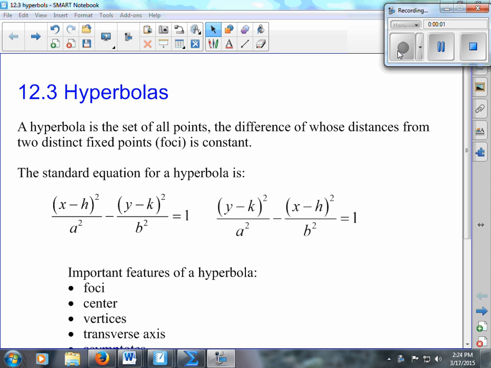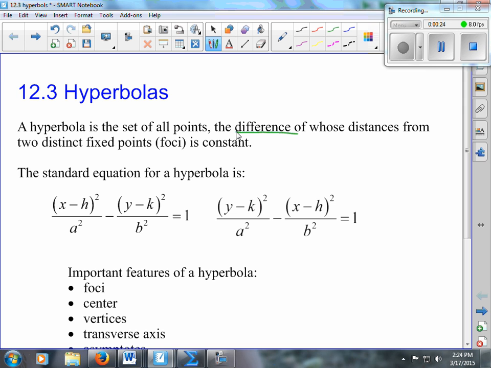Okay, so today we are learning about hyperbolas. This is our last conic section. All right, so a hyperbola is defined as the set of all points the difference of whose distances from two fixed points is constant. So it's like an ellipse, except for the difference rather than the sum.